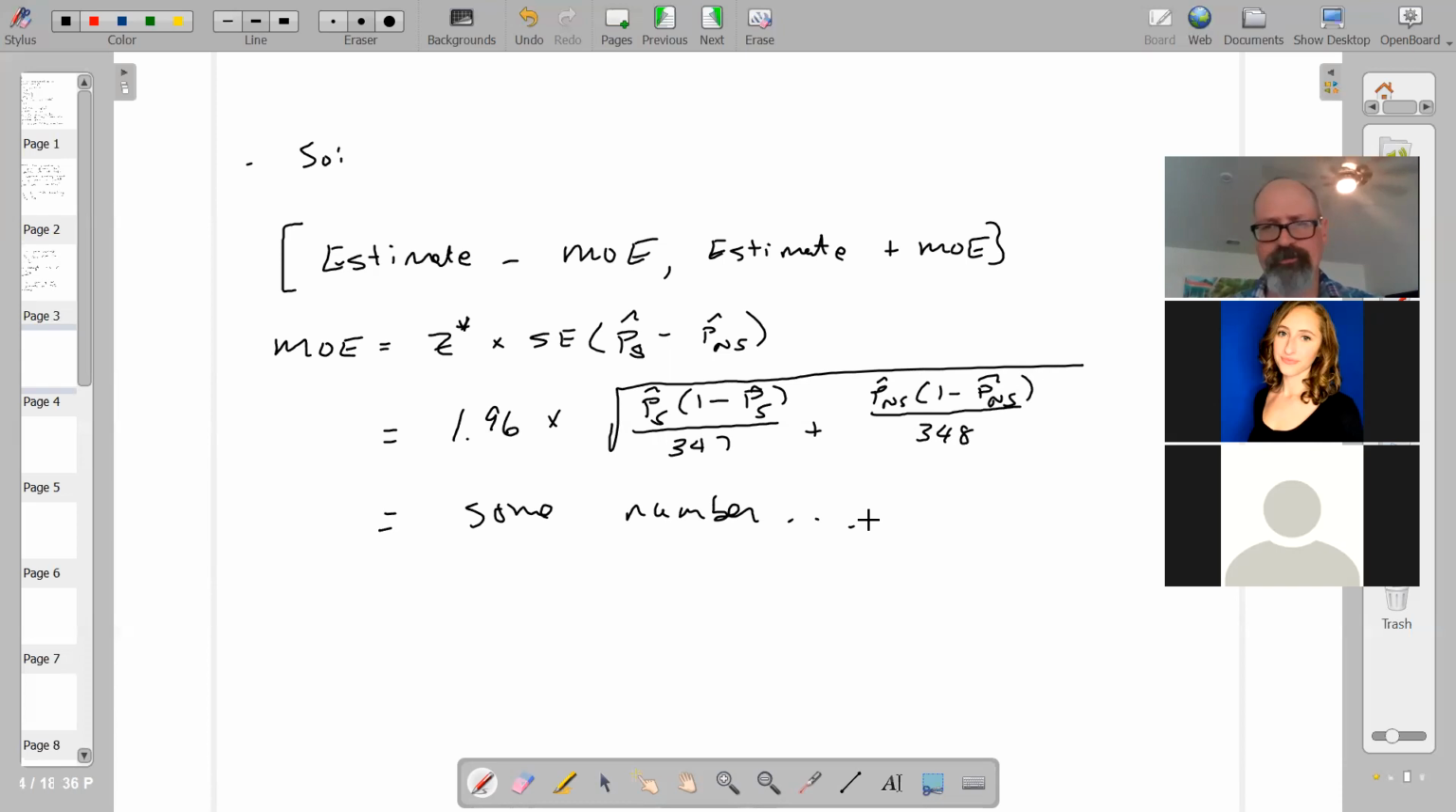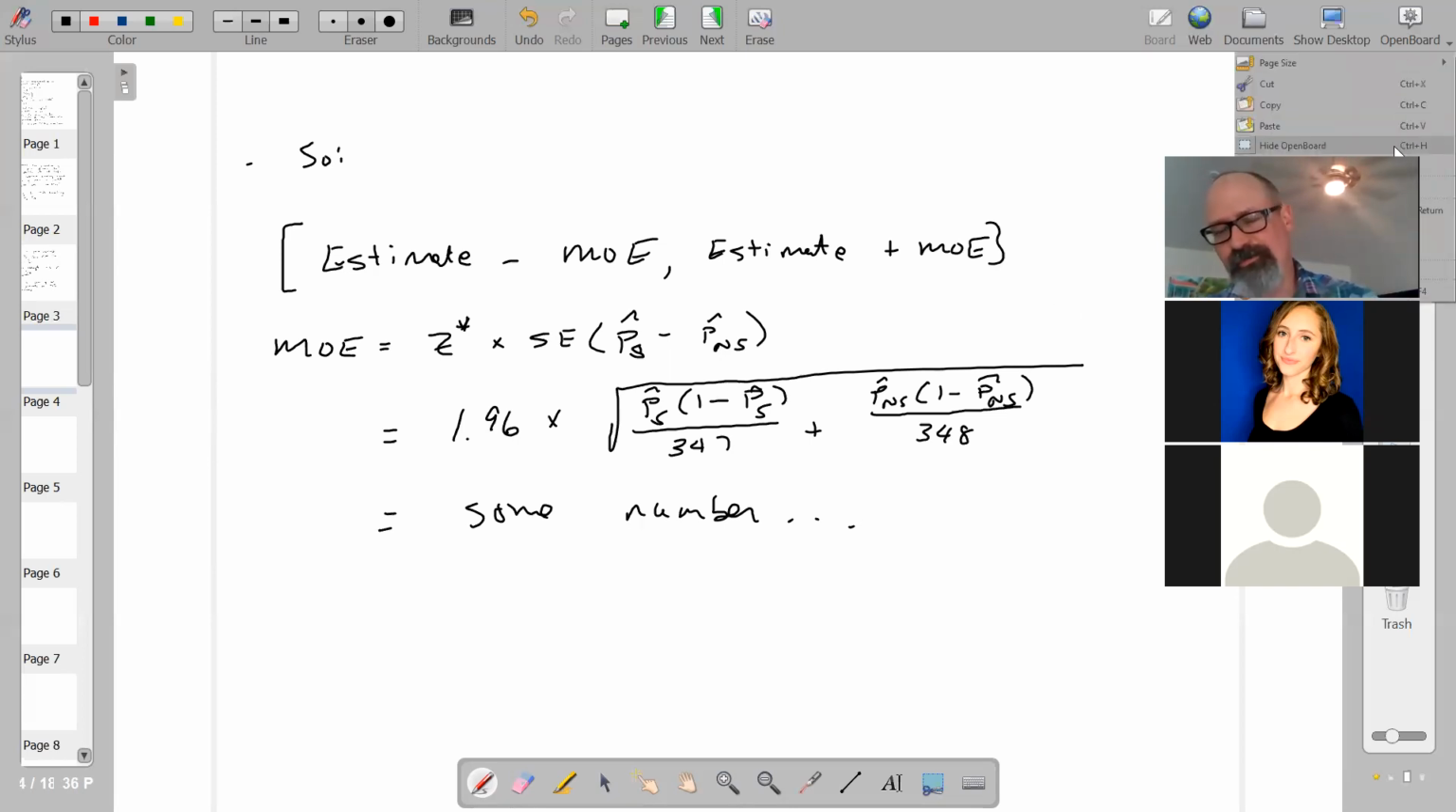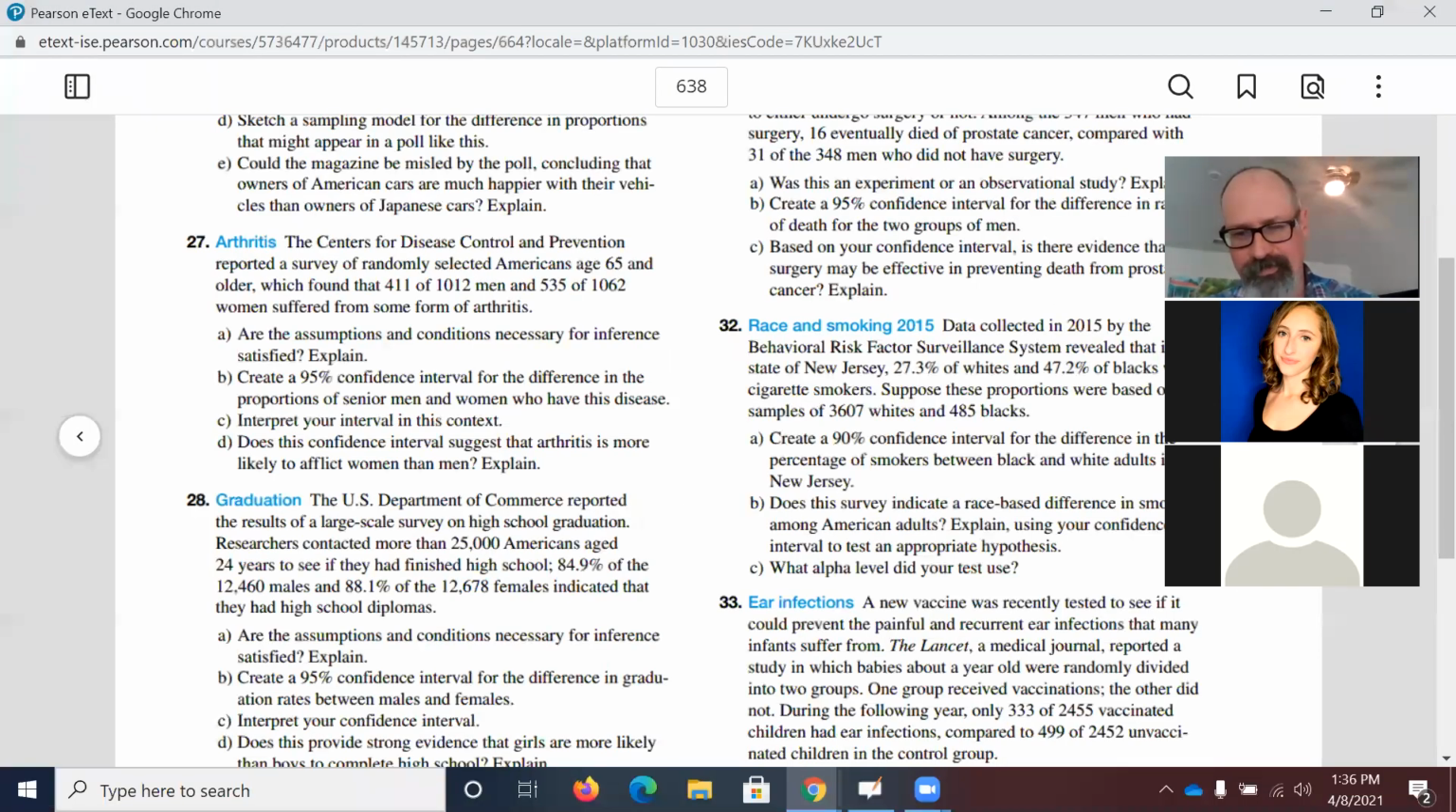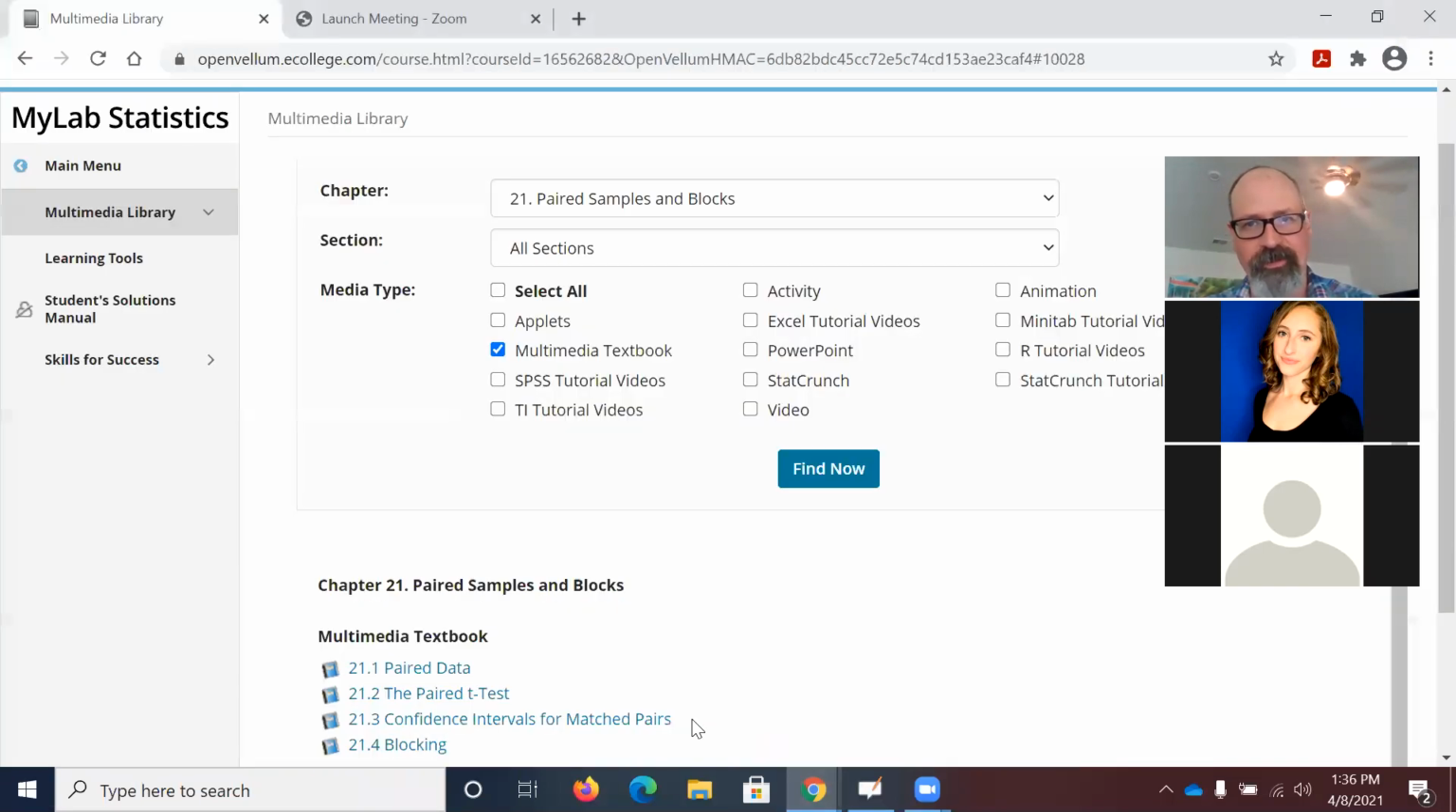So if you were left to your own devices, you could easily come up with a confidence interval. You take a few minutes. You can work it out with a calculator. Of course, you can do it much more quickly than that because we can always go to StatCrunch and use it to come up with the estimate. So let's do that very quickly.